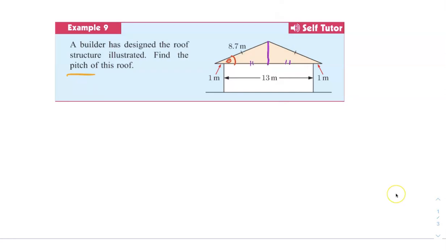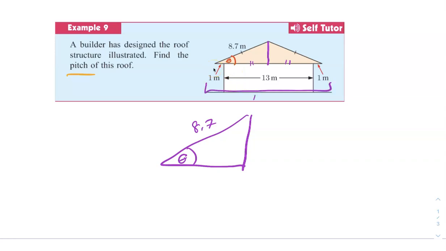Something like that. Let me recreate it down here so we have something to gauge it off of. This is the angle I'm looking for. This is the 8.7. Now this whole base here is 13, but if you add the little sides, this whole thing is 15. But we're only doing half of it, so that should be 15 divided by 2, or 7.5. Or you can think of it as half of 13, which is 6.5, but don't forget to add the little overhang of 1 meter.